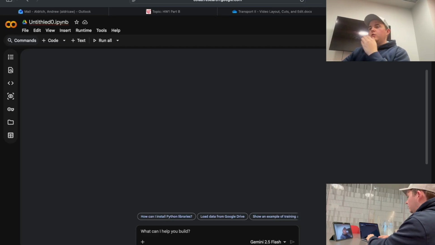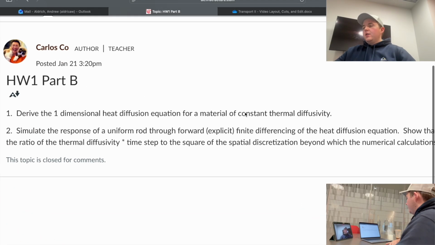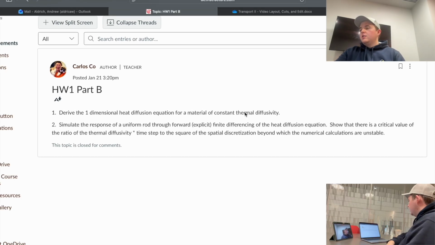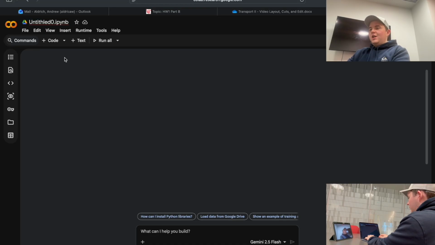Okay, let's get started on part 2 of homework 2. So we were asked to simulate the response of a uniform rod through forward finite differencing of the heat diffusion equation and show that there is a critical value of the ratio of thermal diffusivity times time step to the square of the spatial discretization, beyond which the numerical calculations are unstable. Okay, so let's get started. We'll just title this transport homework 1 P2.